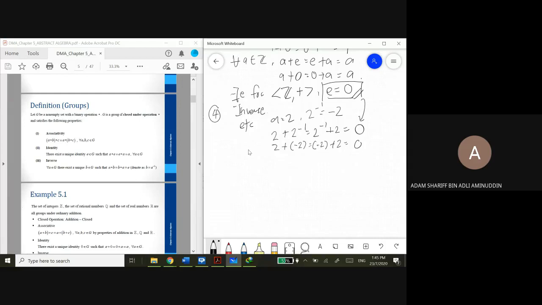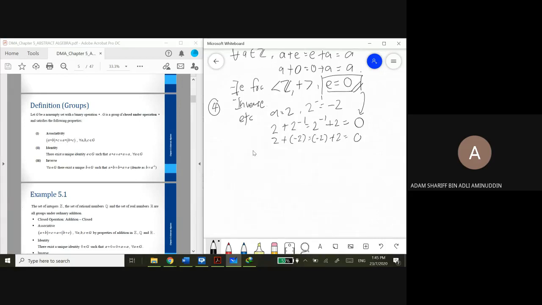Right now, this is not only for A equals to 2. The definition states that G has inverse is that for every A in Z, there exists a unique inverse in the same Z, such that this happens. Binary operation: A plus A inverse equals to A inverse plus A equals to 0.